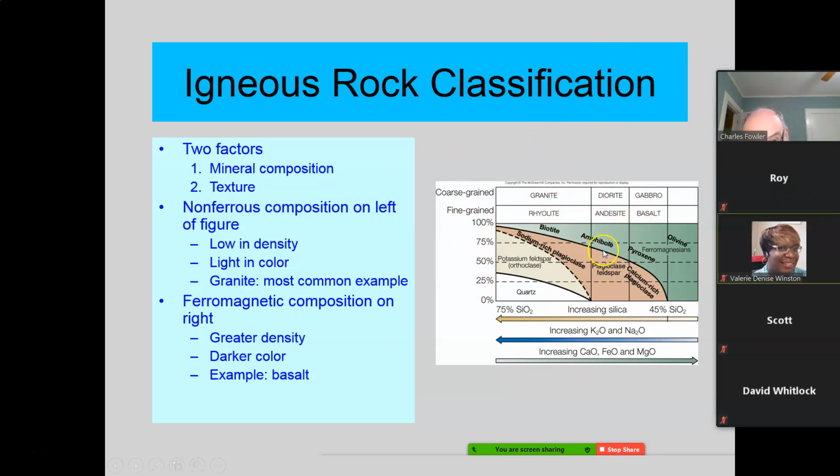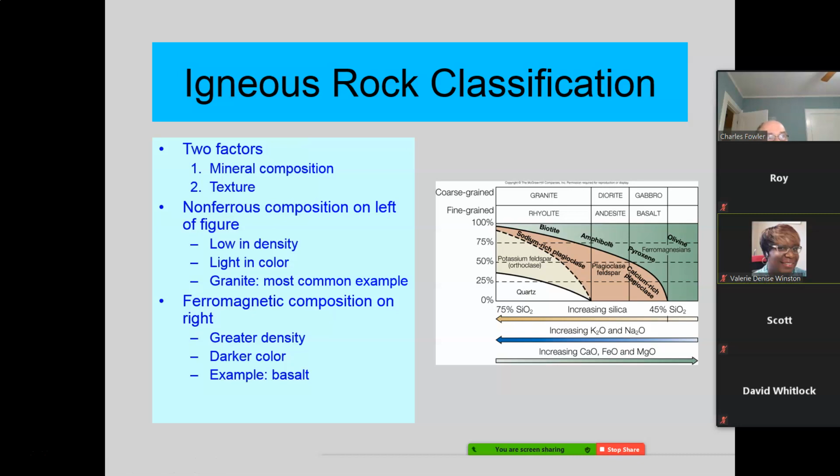They're fairly dark, but they get more brownish and more grayish rather than blackish, but you don't have the light colored quartz and potassium feldspars. So on the right hand side, you have darker colors and higher density, mostly because of the iron content, and one of your common examples is basalt.